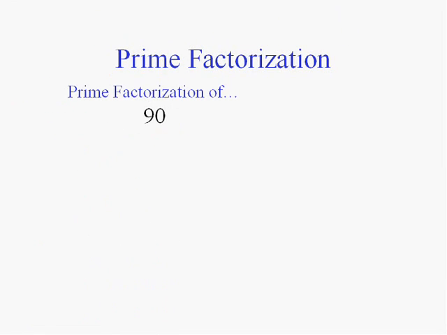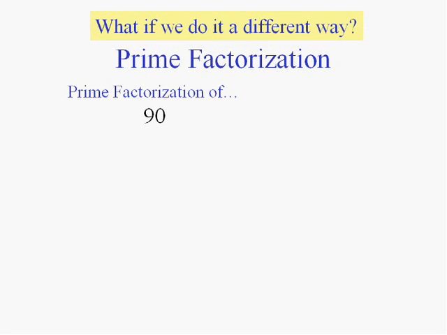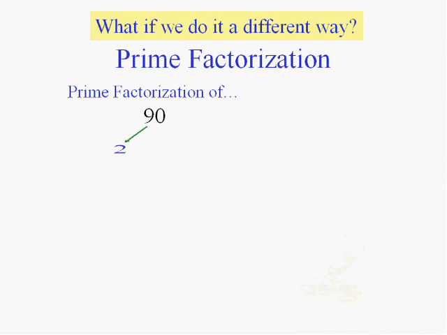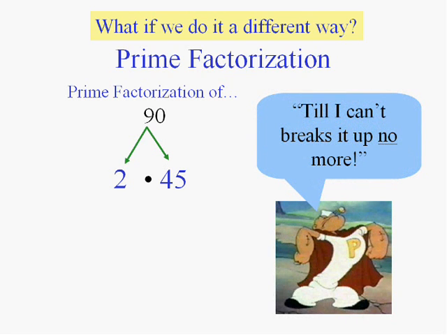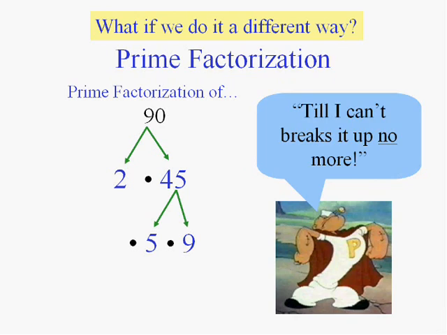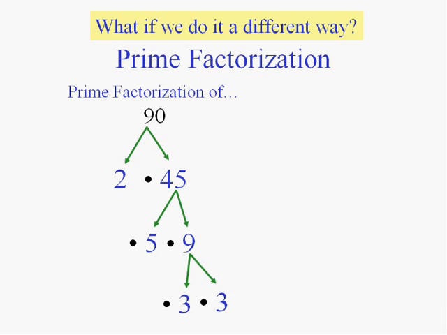Wait a minute. Now you've got to ask yourself, what if I had broken it up other than 9 times 10? It doesn't matter, is what I want to show you. Let's break it up into 2 times 45. It's still 90, isn't it? Now 2's done, it's prime, but 45 can go further into 5 times 9. And 5's done, but 9's not.